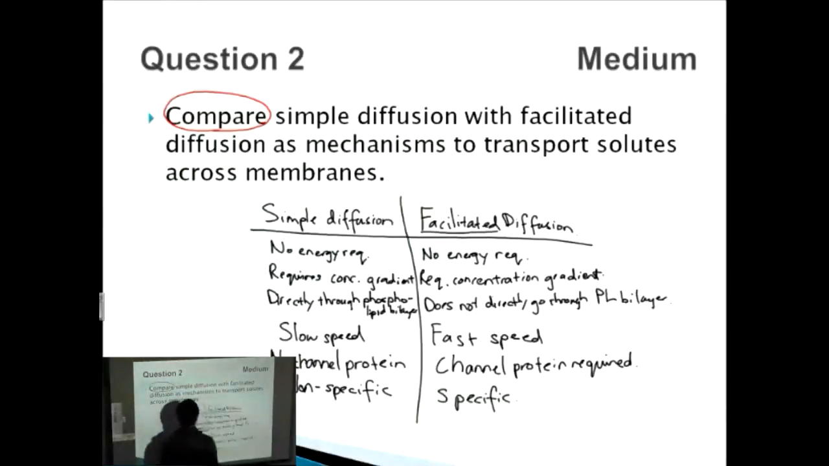The last thing to keep hold of is that every single time you do one of these compare questions, always give examples. So what's an example of some molecules that can progress through simple diffusion? One example is oxygen, as well as carbon dioxide. Whereas over here, your examples are usually larger molecules, so amino acids or sugars. And there you have it.